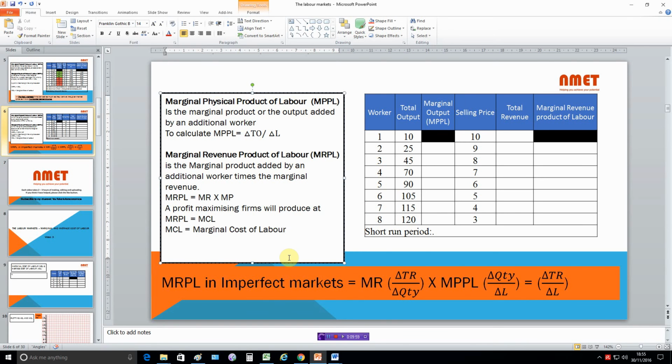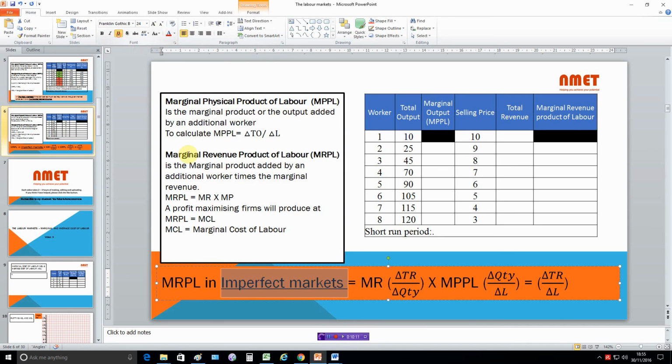Now, MRPL in imperfect markets. What is special about imperfect markets? We've got a downward sloping demand curve. That means if you want to sell more, you'll have to reduce the selling price. Absolutely, well done.